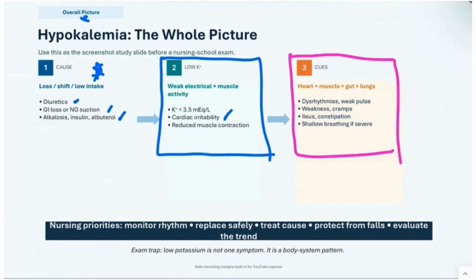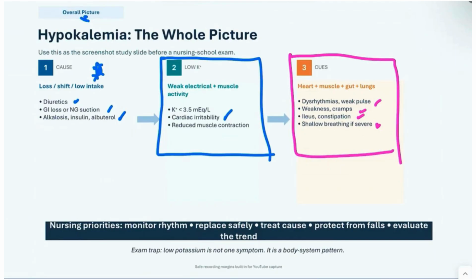In the heart, you may see dysrhythmia. You may also see weak pulse. In the skeletal muscle, you may see weakness and cramps. In the GI tract, or the gastrointestinal tract, you may see decreased muscle activity that can also produce constipation and, in a worst case scenario, ileus. And if the hypokalemia becomes severe enough to affect the respiratory muscles, the patient may develop shallow breathing.